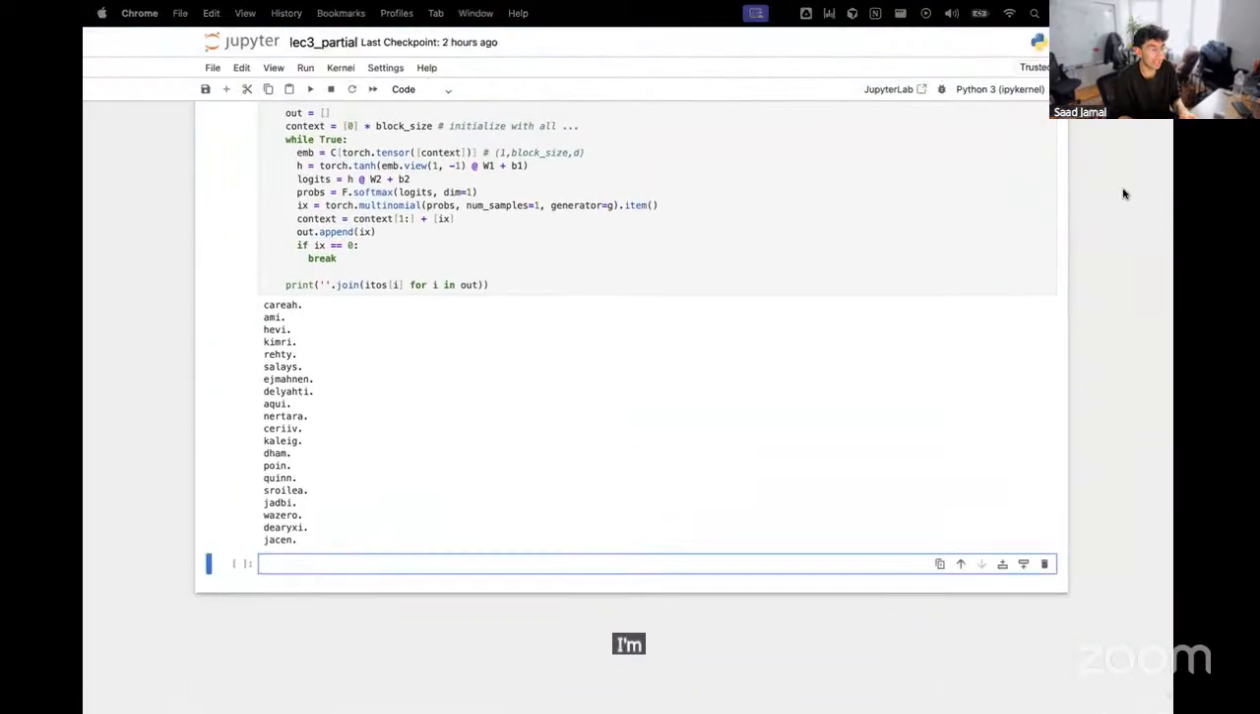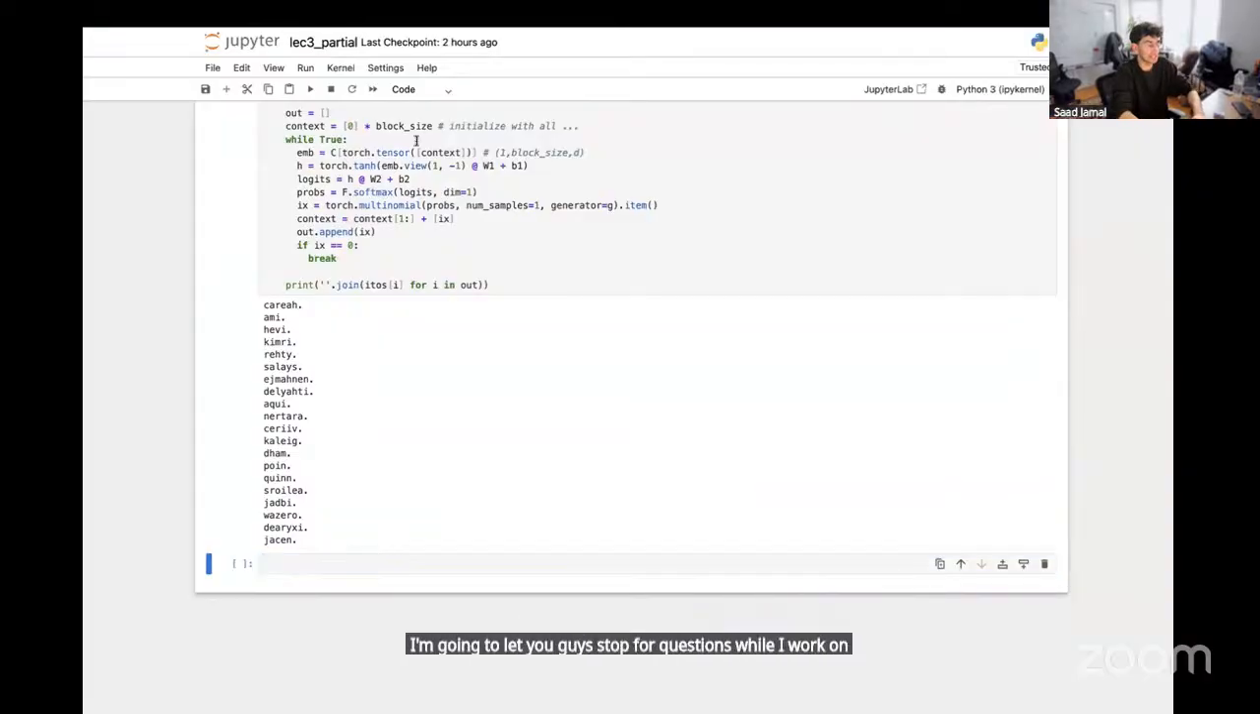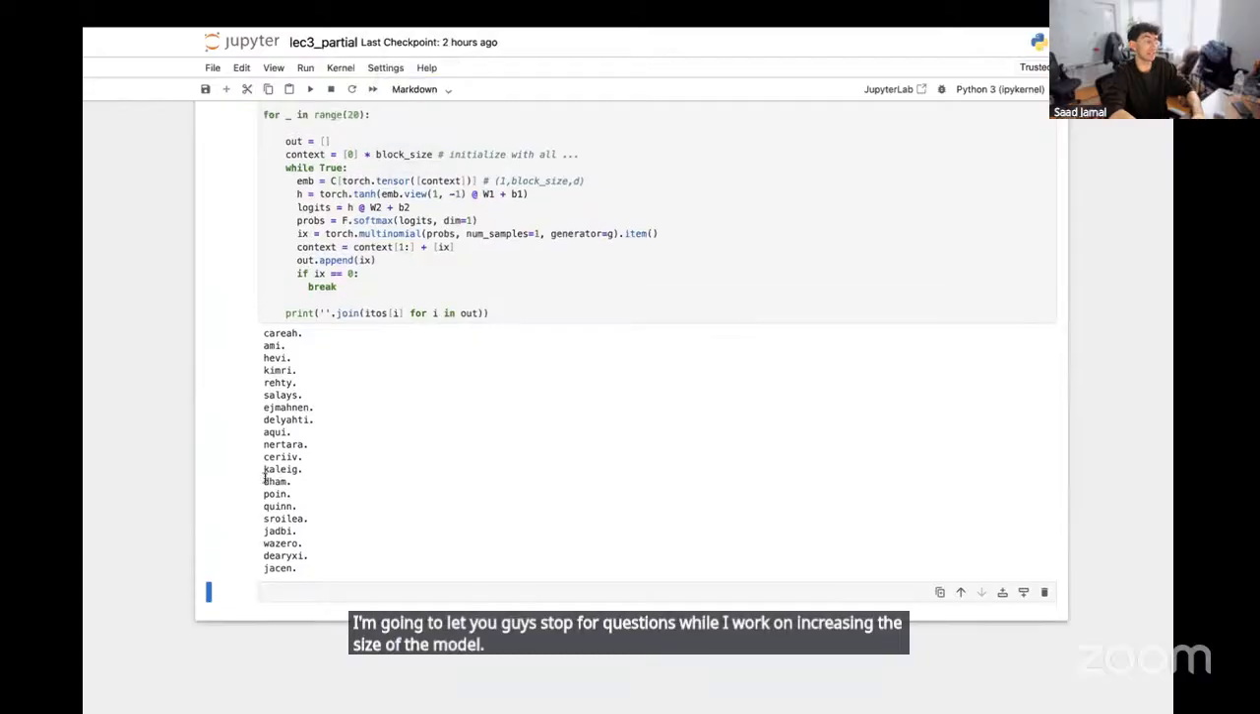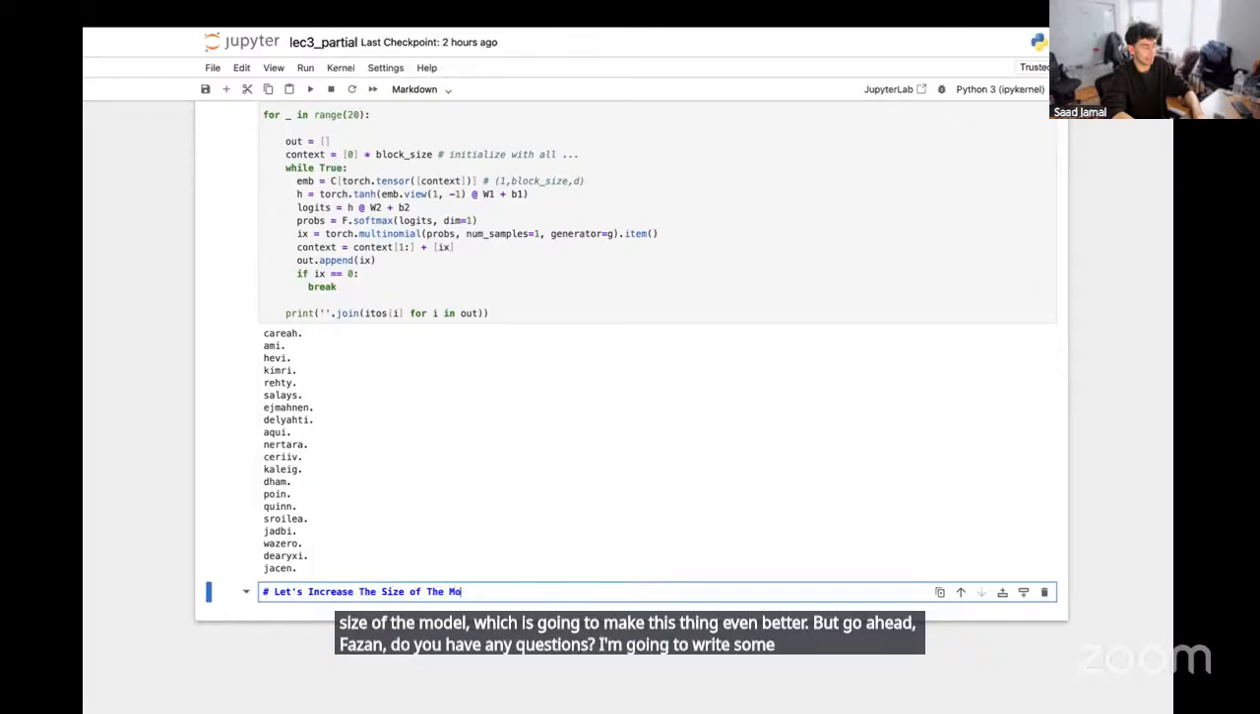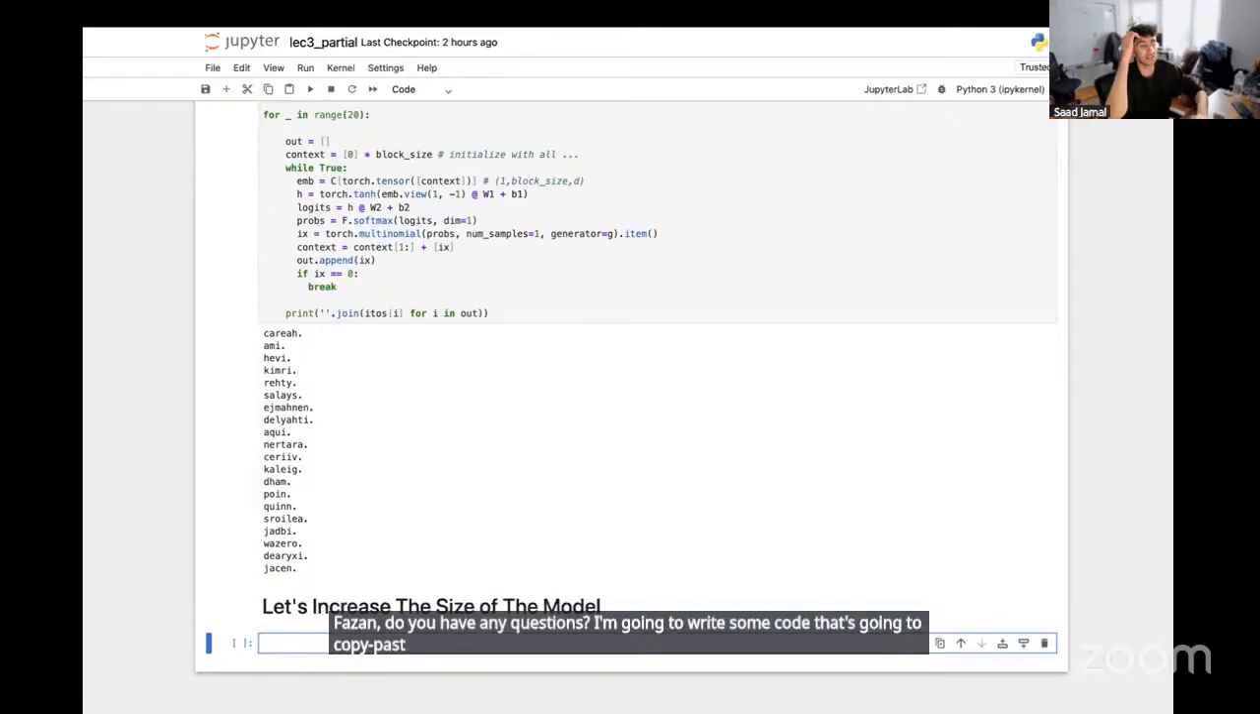I'm going to let you guys stop for questions while I work on increasing the size of the model, which is going to make this thing even better. But go ahead, Fizan, do you have any questions? I'm going to write some code that's going to copy paste everything, and I'm just going to increase the size of the model.